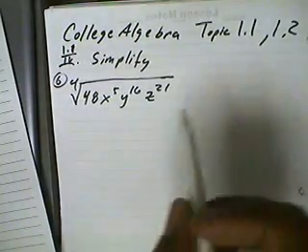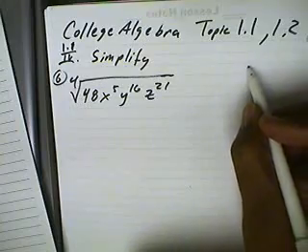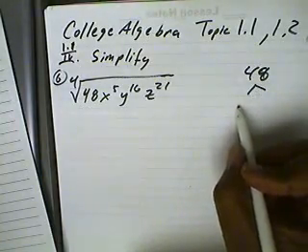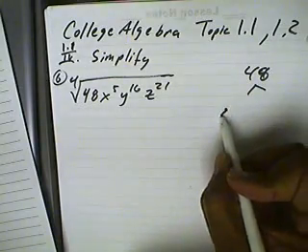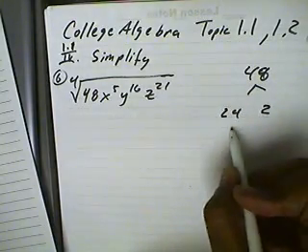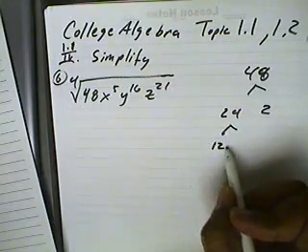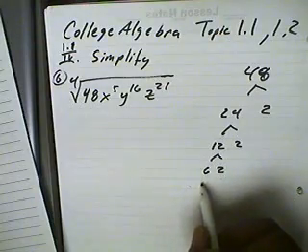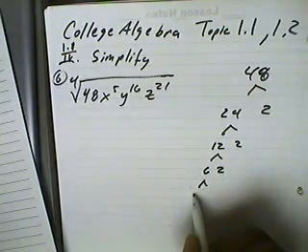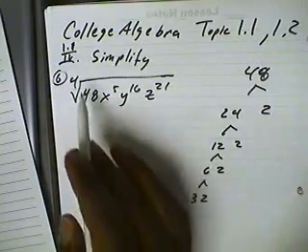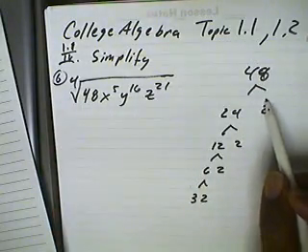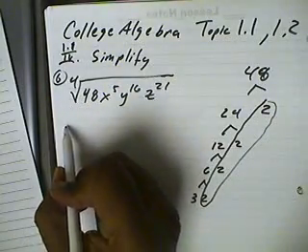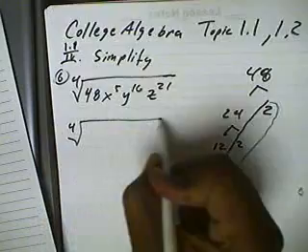First, I'm going to factor the 48. So let's work over here. 48. We can factor that into, let's say, a 24 times 2. We can factor the 24 into a 12 times 2, the 12 into a 6 times 2, and the 6 into a 3 times 2. Since this is the fourth root, we're looking for 4 of a kind, so I'm going to circle these 4 2's here.